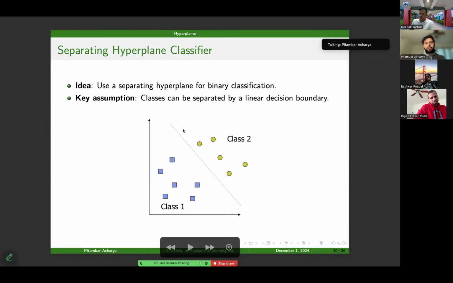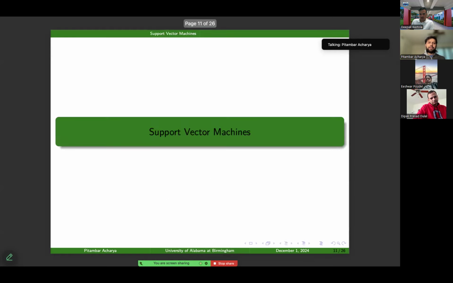In two dimensions, it will be a line. In three dimensions, it will be a plane. And if we have n dimensions or p dimensions, then we represent this by a hyperplane. The key assumption here is that the classes can be separated by a linear decision boundary, which can be separated by a hyperplane in the case of binary classification.